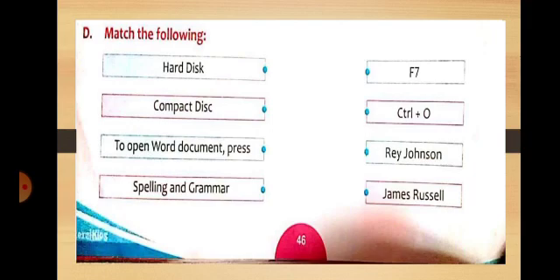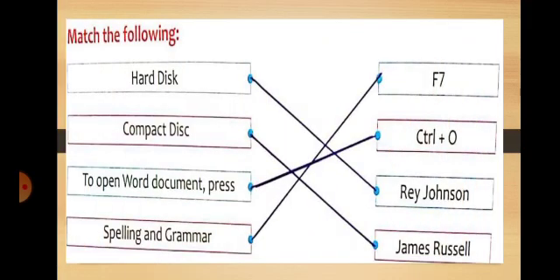To open Word document, press Ctrl plus O. So, draw a straight line joining To open Word document to press Ctrl plus O. Spelling and grammar, press F7 key. So join the two dots. And I have displayed the answer correctly. Tally the answers again.